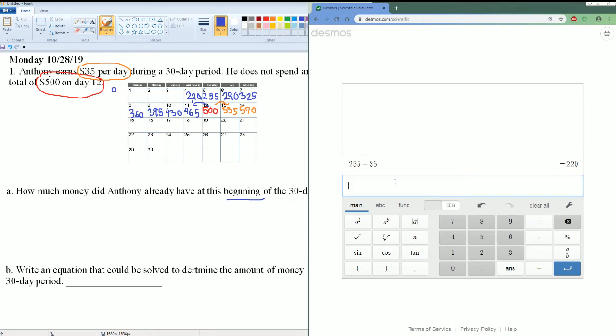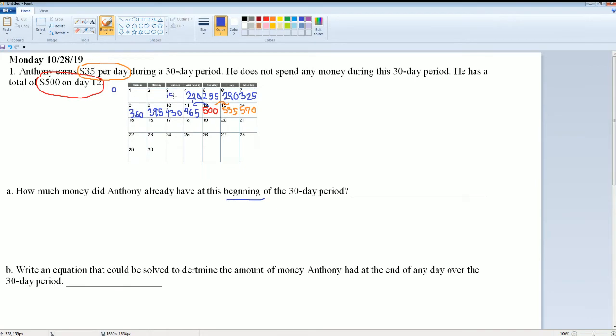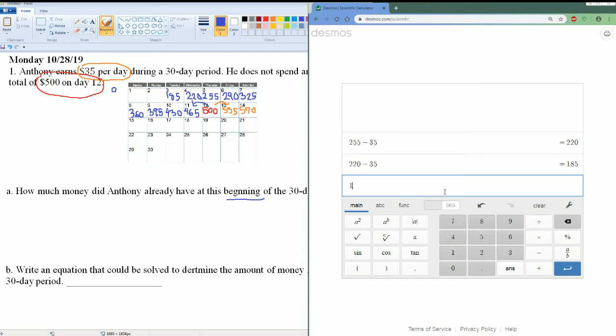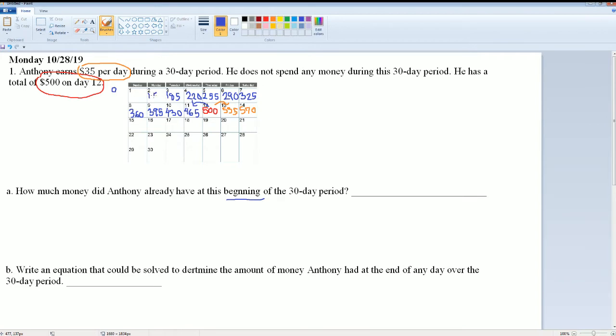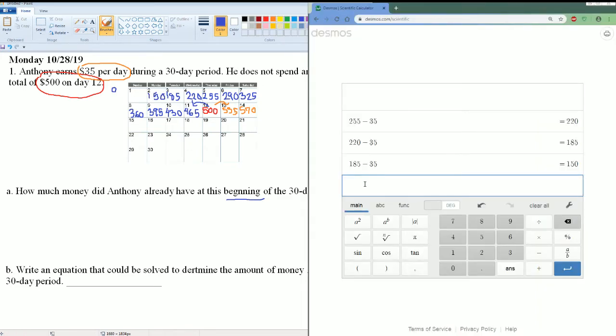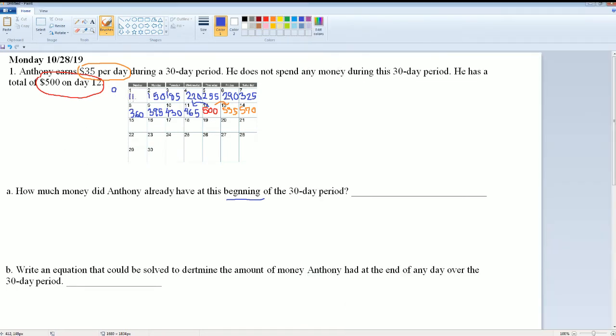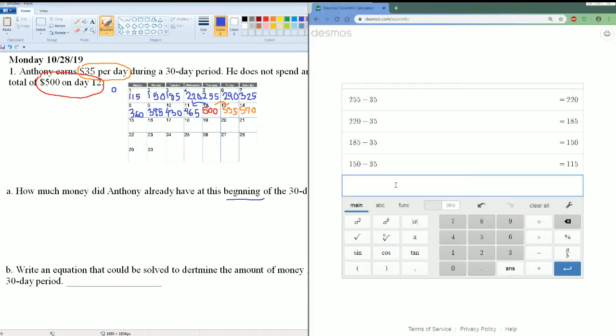Then 220 subtract 35, 185 on the 3rd day. So 185 subtract 35, 150 on the second day. 150 subtract 35, 115 on the first day. Keep going, 115 subtract 35. And on the 0 day, he has what?